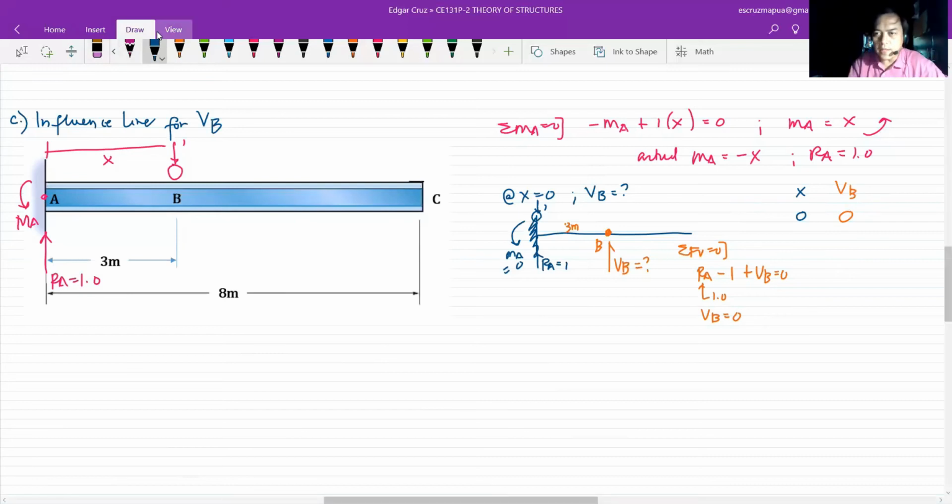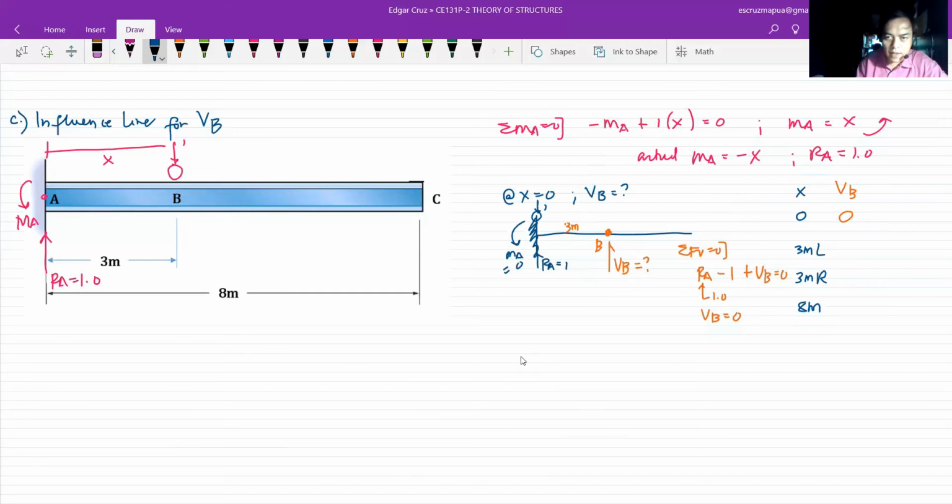Okay. Now, what if yung X natin is, lagay ko naman siya sa 3 meters left. Tapos mamaya, 3 meters sa right side. At saka mamaya, 8 meters. Yan. Ano yung mga V natin? No? So, let us consider yung mga shear sa B. Okay. So, next. At X equals 3 meters sa left portion bago dumating yung point B.